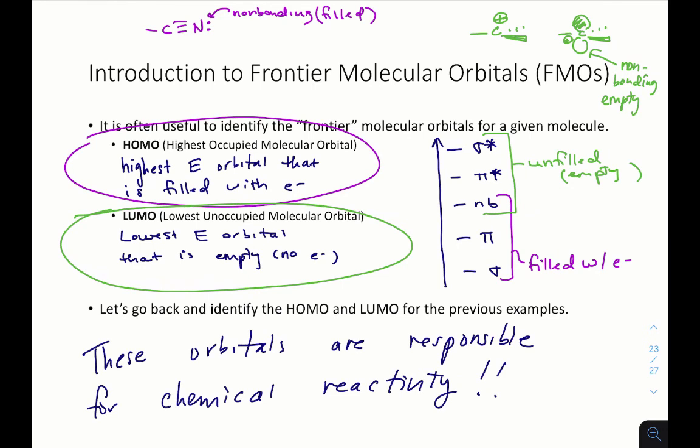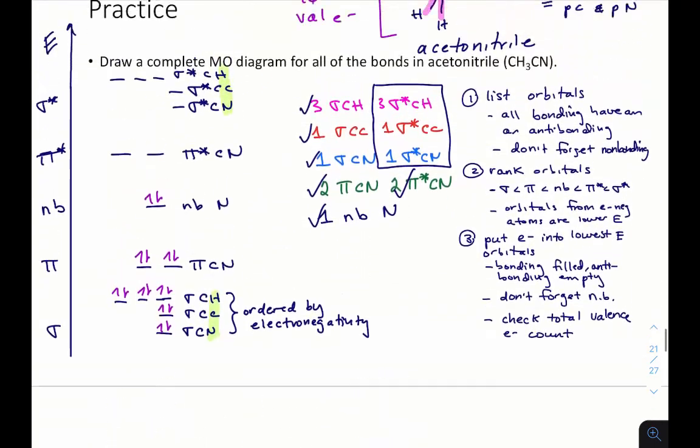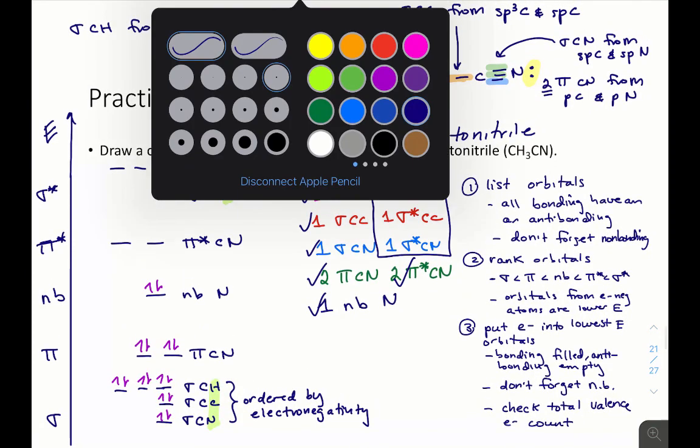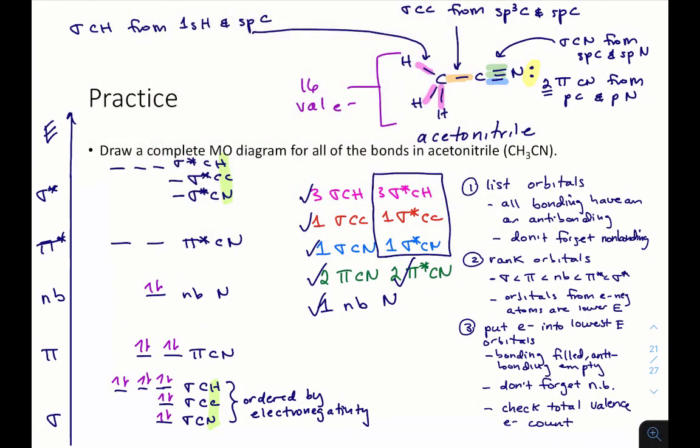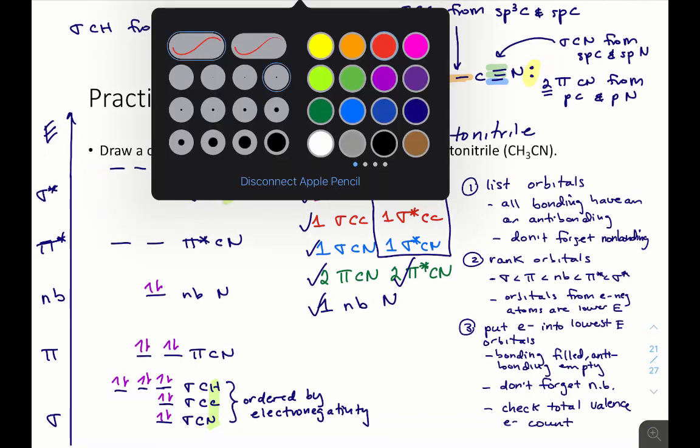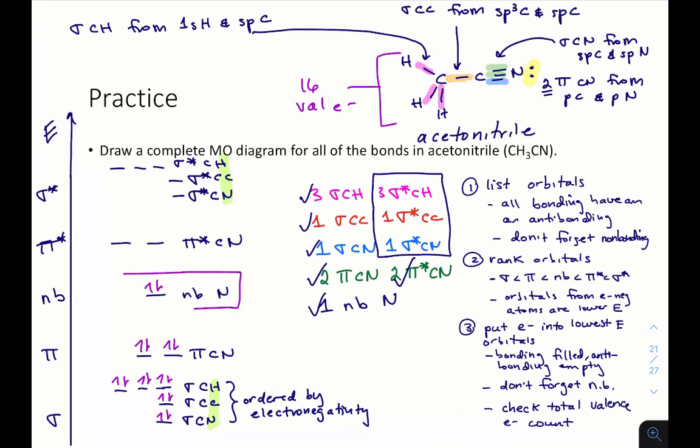Let's go back to the previous examples now and identify the HOMOs and LUMOs for each of these molecules. And then I think you'll see why they're called frontier molecular orbitals. So for acetonitrile, let's look for the highest energy filled orbital. Which one is it? Yeah, the highest energy filled orbital is the non-bonding pair of electrons on nitrogen. So this is the HOMO for acetonitrile. The lowest energy unfilled orbital is, yeah, we have two of them. They tie. Pi star CN. So that's the LUMO for acetonitrile.